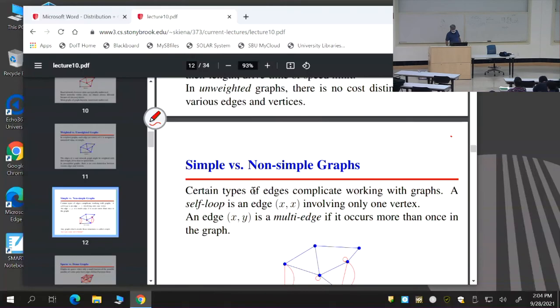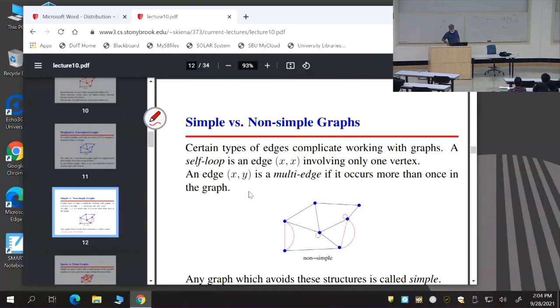There is another distinction that you should be aware of if ever you're implementing a real graph algorithm: whether your graph is simple or not simple. In a simple graph, we assume that every edge links two different vertices and there is only one of them. So in a simple graph, there is at most one edge between any pair of vertices. In a non-simple graph, you can have two kinds of weirdness. You can have a self-loop, or you can have multi-edges, two edges between the same points.